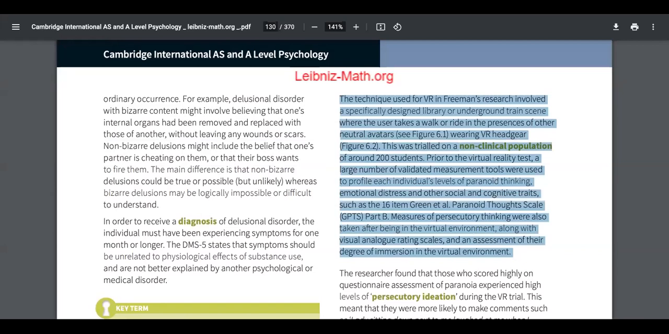So these validated measures included, they just wanted to create a profile for each individual, mainly because they wanted to see how paranoid each individual was and how distressful their thinking was, okay? So the measurable tools were paranoid thinking, emotional distress, and other social and cognitive traits, such as the 16-item paranoid thought scale. This was one thing that was taken and measured.